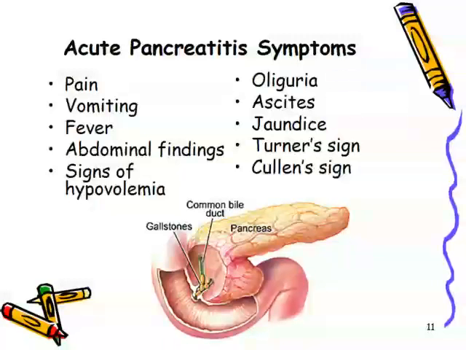That can lead to oliguria, the patient having an increase of fluid in the abdominal cavity, which is ascites. The liver may become involved also because of obstruction of bile flow, so it can lead to jaundice. And two classic signs that are seen with pancreatitis are Turner's sign, which is a blue discoloration along the patient's flank area, and also Cullen's sign, which is a blue discoloration around the umbilicus. And that just means that the patient has blood accumulation there from hemorrhagic pancreatitis.